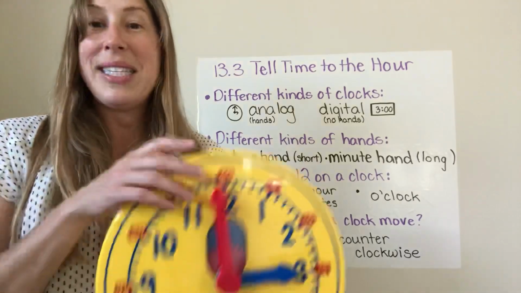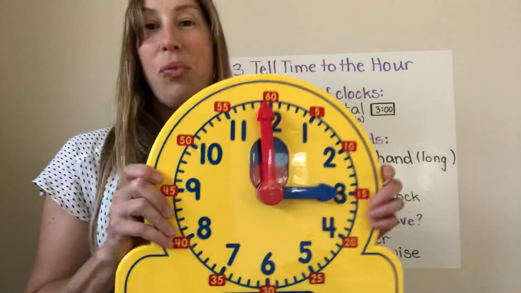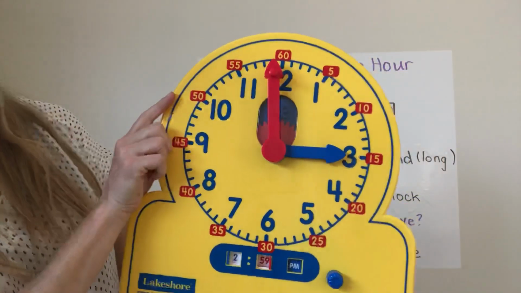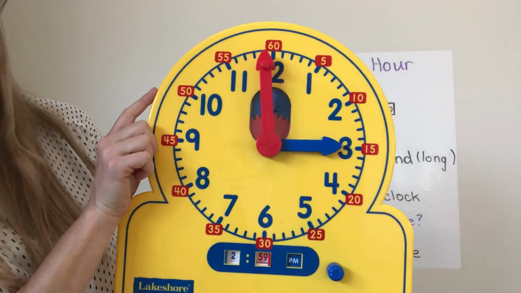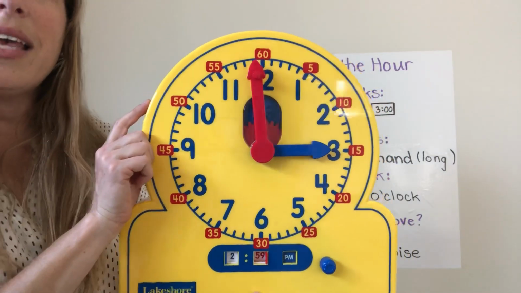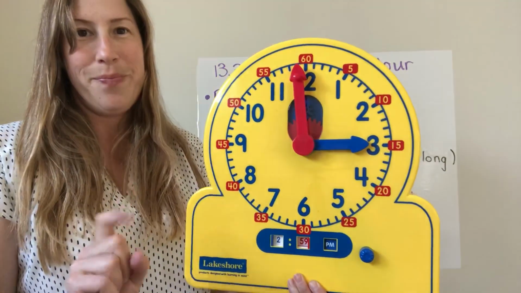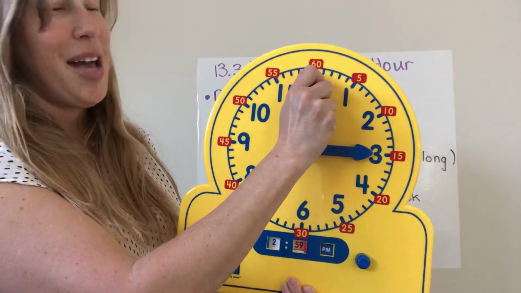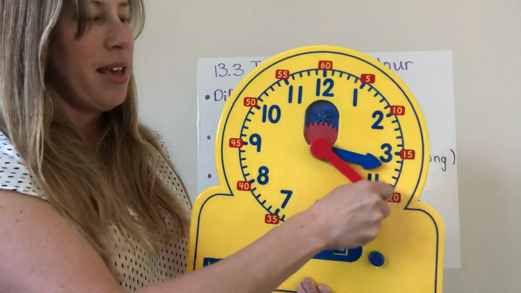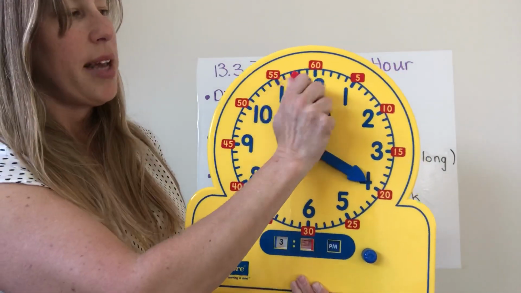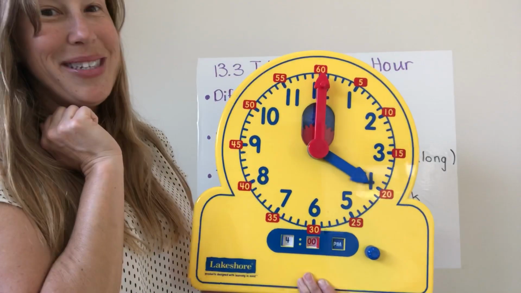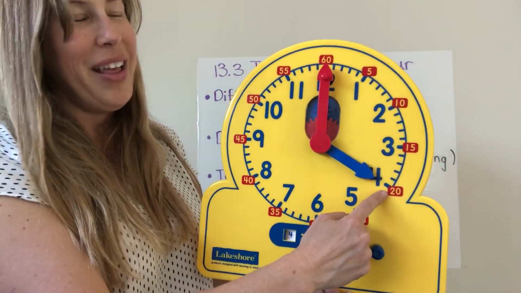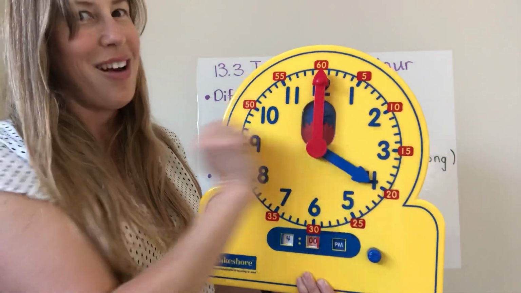All right, those are the basics of an analog clock, but now I want to practice telling time to the hour. So right now on this clock, you'll see that it is 3 o'clock. What time would it be in 1 hour from now? Should we check? Let's check. I'm going to move my minute hand all the way one time to represent 1 hour. What time is it? If this is pointing to the 4, it's 4 o'clock.